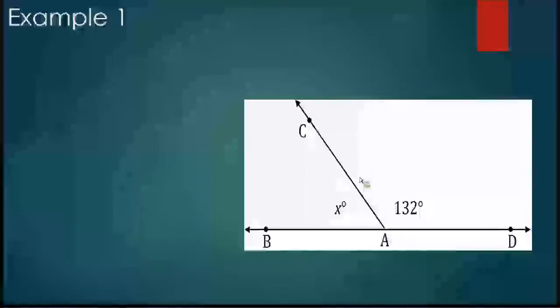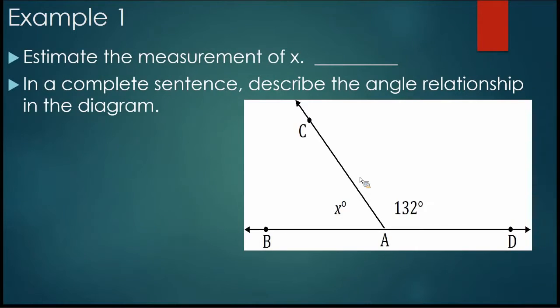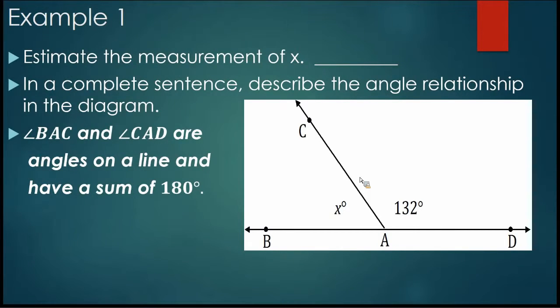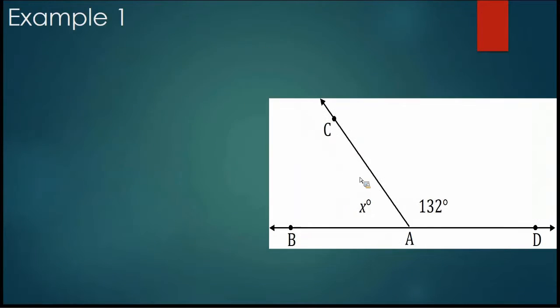We are looking at two angles that would combine as angles on a line. So first, let's estimate the measurement of x. What should x be in this diagram? And in a complete sentence, we're going to describe the angle relationship in the diagram. Well, first, angles BAC and CAD are angles on a line, and they have a sum of 180 degrees because they form a straight line when added together.